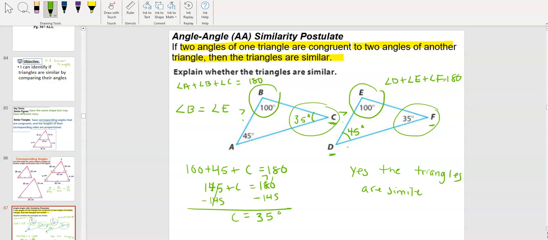And so because I'm not looking at side length, I can confidently say that these triangles are similar. If I knew their side lengths, then I could identify if they were actually congruent or just similar, and I can confirm that. But according to the angle similarity postulate, these two triangles are similar.